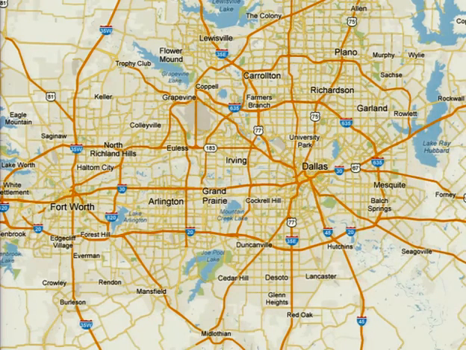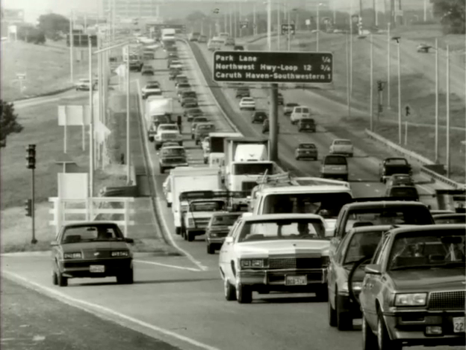This is what this thing looked like in 1985 when I started my very first forecasting project. And we were working on a forecast for 2010, which was just mind-boggling at the time.